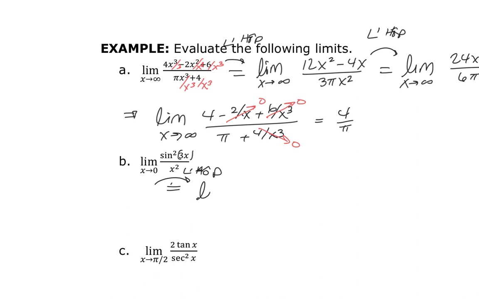I'm going to take the limit as x goes to 0. I'm going to do the derivative of the numerator first. It's going to be the chain rule, so it's going to be 2 times the sine of 3x, now the derivative of sine, which is the cosine of 3x, and then the derivative of 3x, which is 3. In the denominator, I'm going to get 2x.